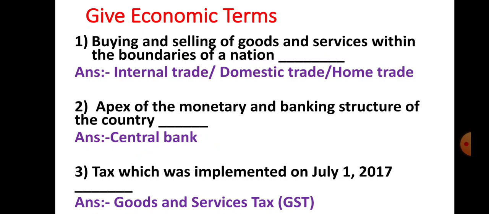Now let us see the second statement, apex of the monetary and banking structure of the country. Which institution is the apex institution which controls all monetary transactions and the banking structure in the country? Here the correct economic term is central bank. Now let us see the next example, the tax which was implemented on July 1, 2017. All of you know which tax was implemented on 1st July 2017, and here the correct economic term is goods and services tax, that is GST.